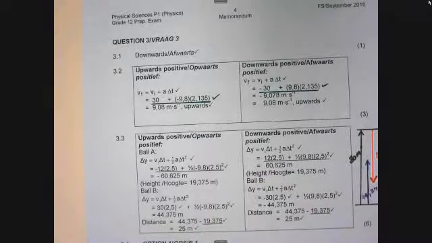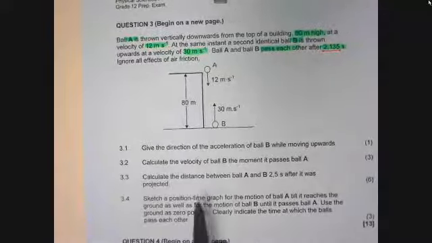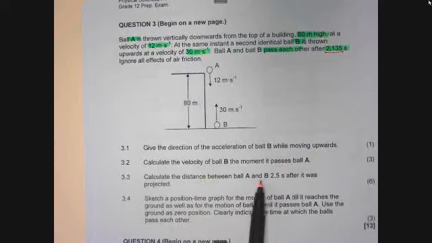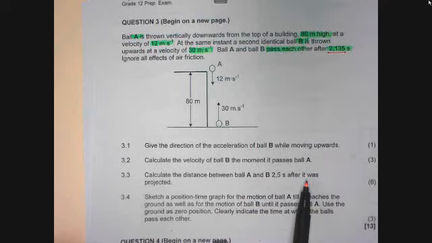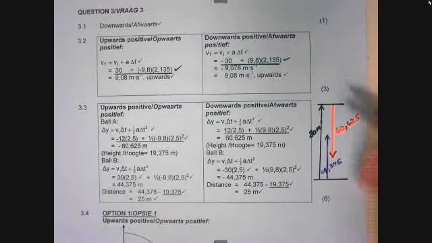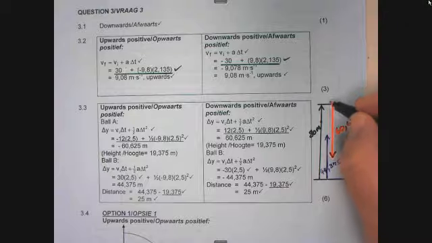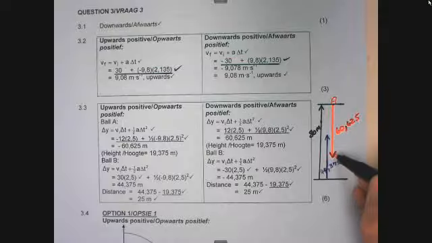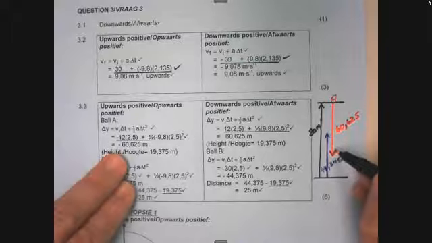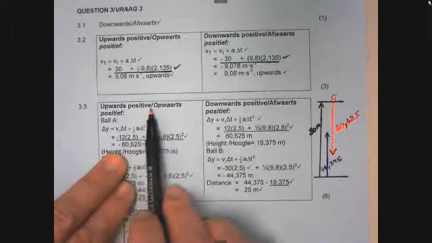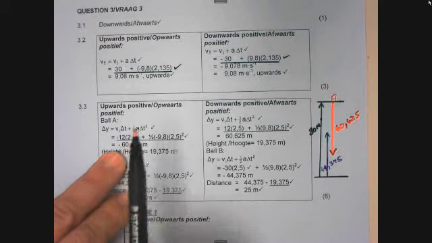Question 3.3, calculate the distance between ball A and B 2,5 seconds after it was projected. Right, so 2,5 seconds after it was projected. Now, what the learner is supposed to do is to firstly, for ball A, calculate the distance the ball traveled downwards in 2.5 seconds. And that is the first part here, taken upwards as positive. Then his answer will be negative.